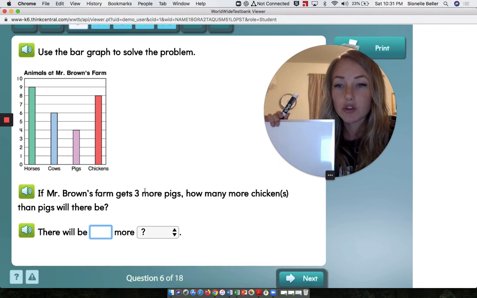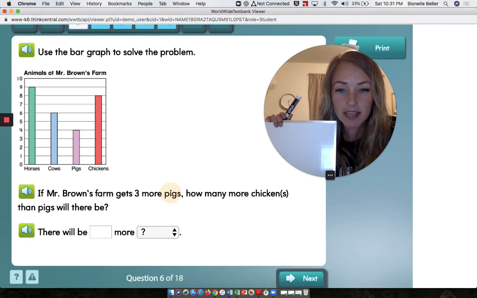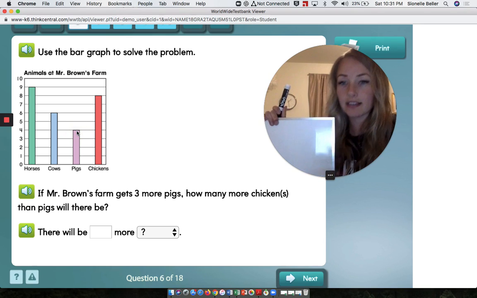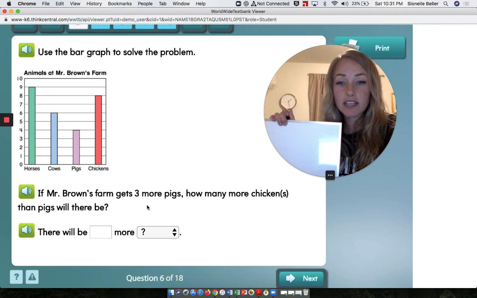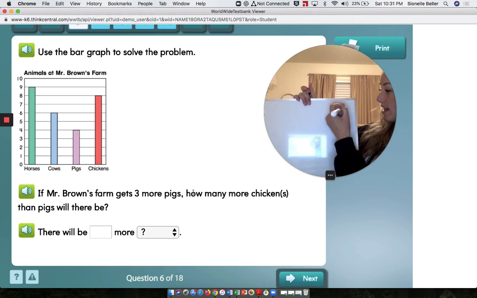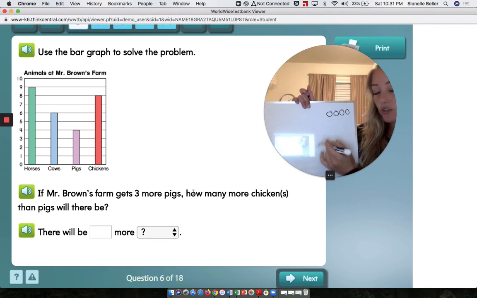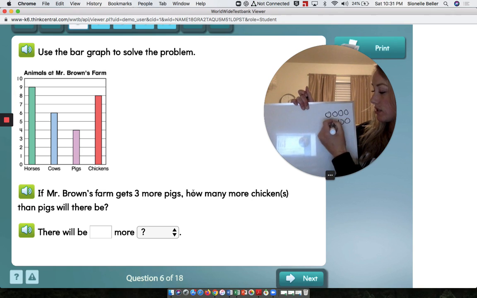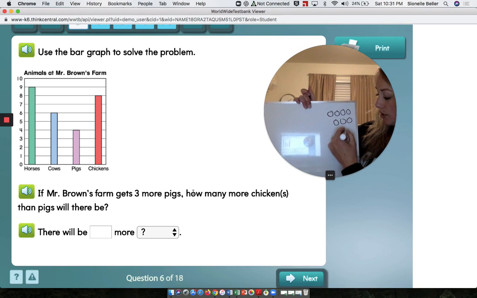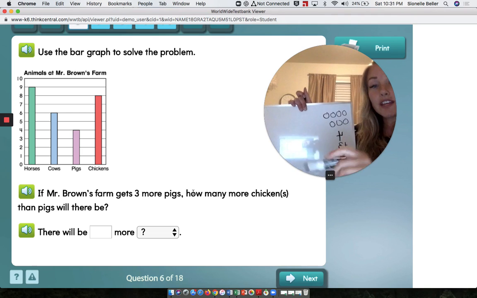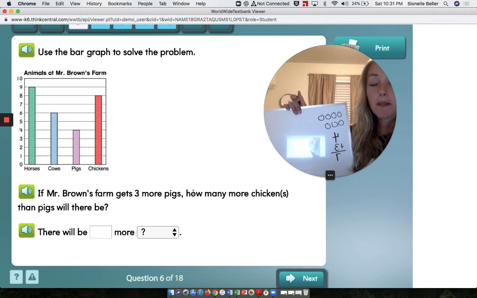Okay, so right now, it's talking about the pigs at first. Right now, Mr. Brown has 4 pigs. And it says, if he gets 3 more pigs. So right now he has 4. 1, 2, 3, 4. And it says if he gets 3 more. So let's add 3 more. 1, 2, 3. Okay, we could also do 4 that he has plus 3 more equals 7, good. So he has 7 pigs, okay? If he gets 3 more, he will have 7 pigs. But that's not the question.